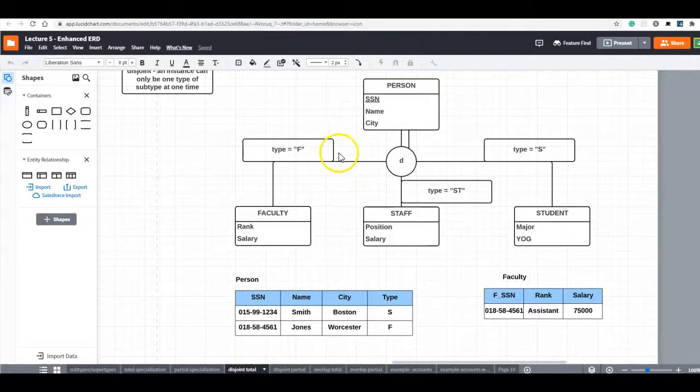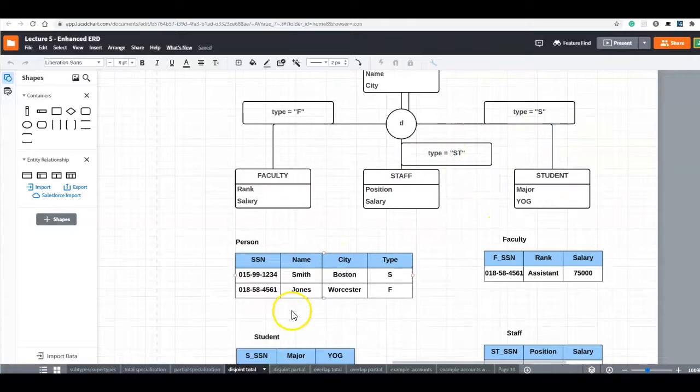And then we talked about the idea of disjoint, and this is really what I wanted to show you. So with disjoint, we have a person. Now notice how, because it's going to be total specialization, that doesn't matter so much other than the fact that type can't be blank, right? But we have a type for the subtype discriminator, not anything else. So either faculty, student, or staff.